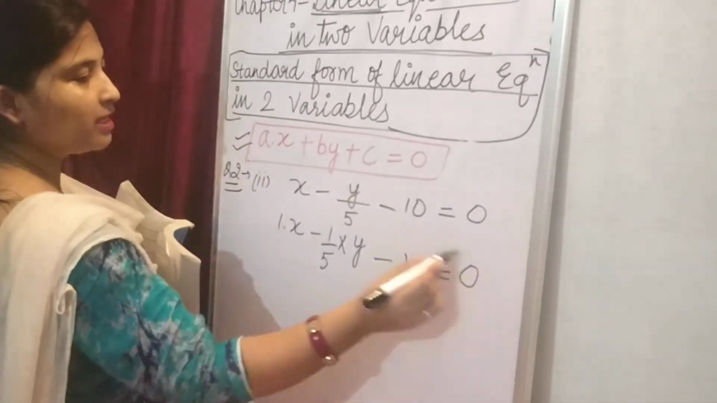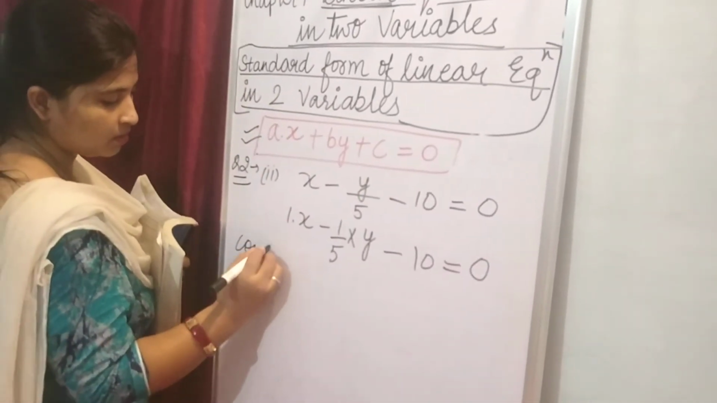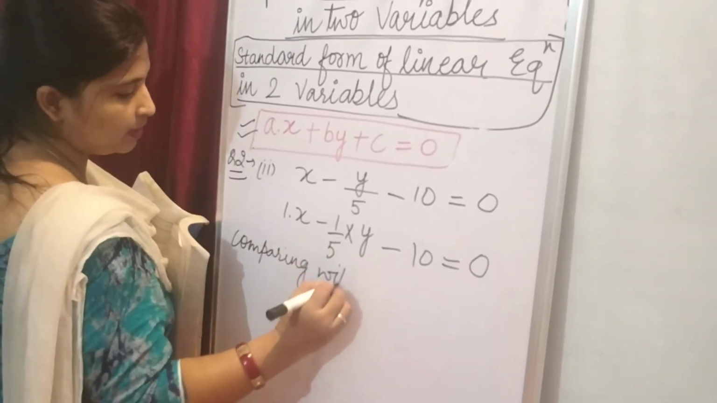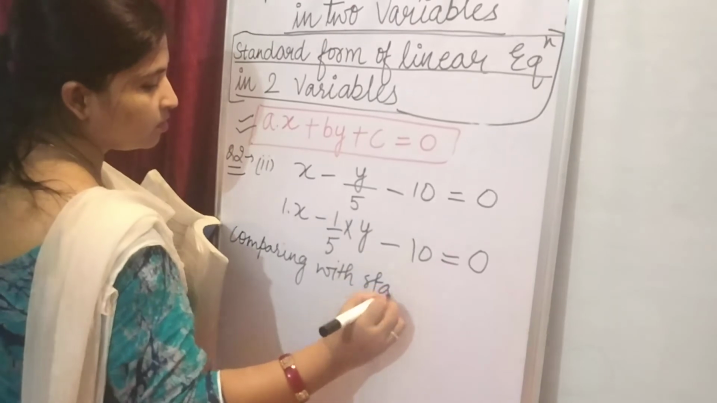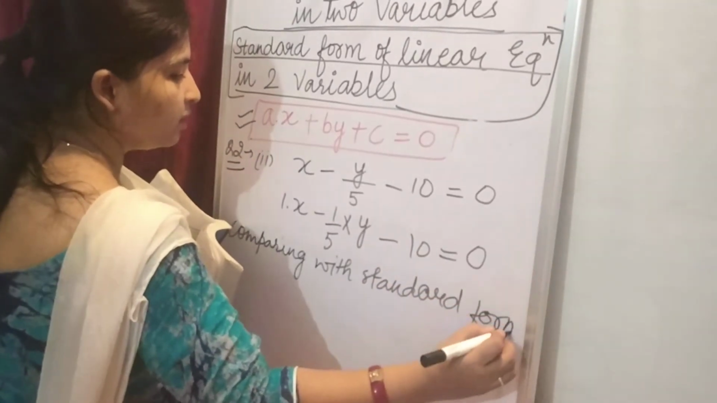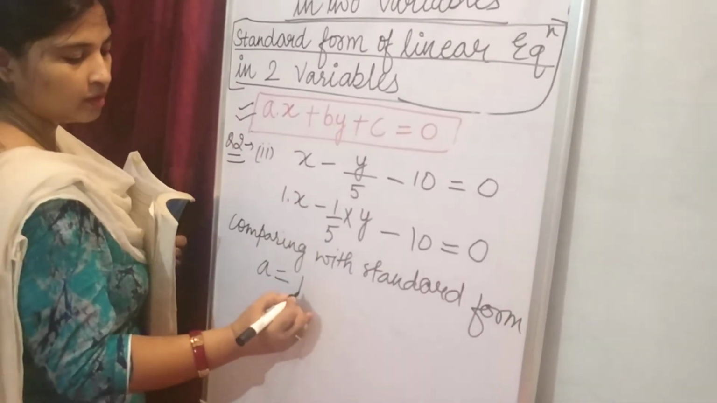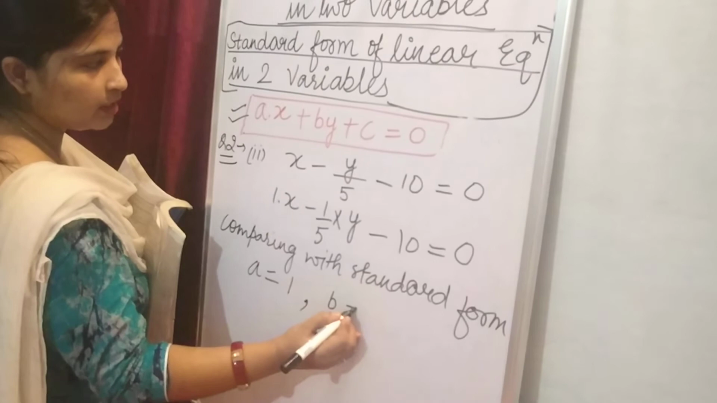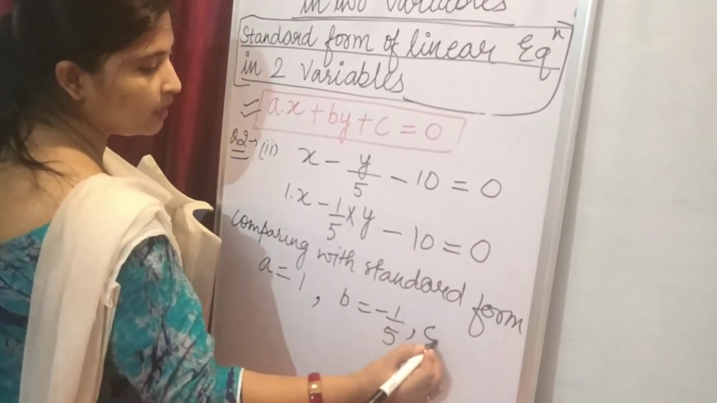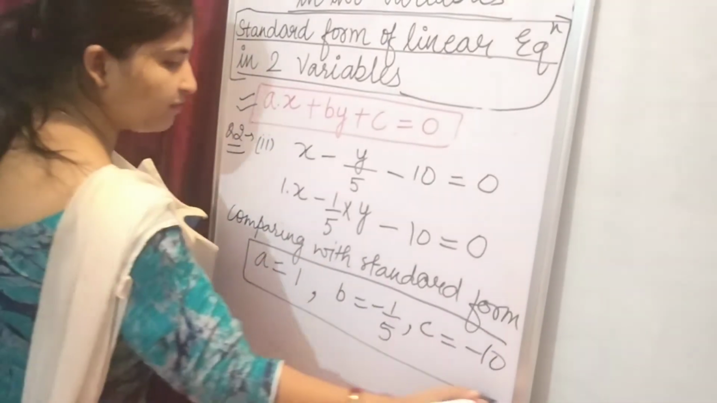So now compare this with the standard form. Comparing with the standard form, can you see that the value of a is 1, the value of b is minus 1 upon 5 and the value of c is minus 10. So this is your answer to what they have asked.